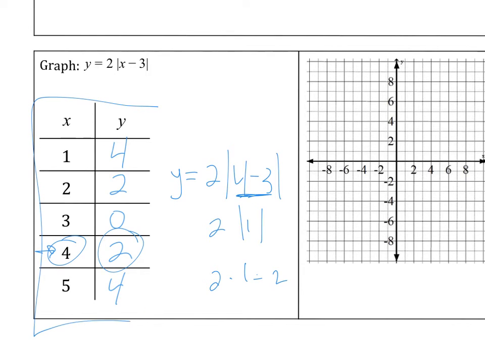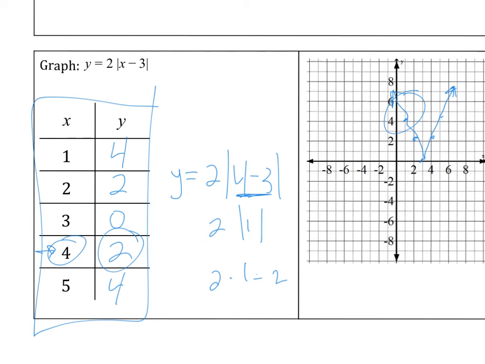Now we're just going to go and plot these points on the grid. So the point 1 comma 4 is going to be 1 over and 4 up. So it'll be over there. The next point would be 2 over and 2 up. 3 over and not up at all. 4, 2, and then 5, 4, and we'll go ahead and plot that point. We see a beautiful V-shaped graph that I did not draw very well right there.